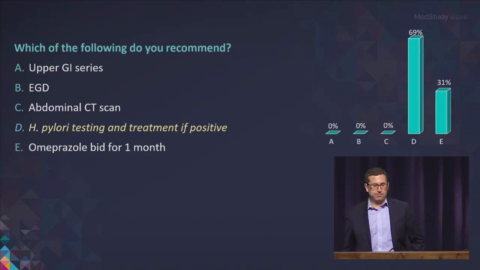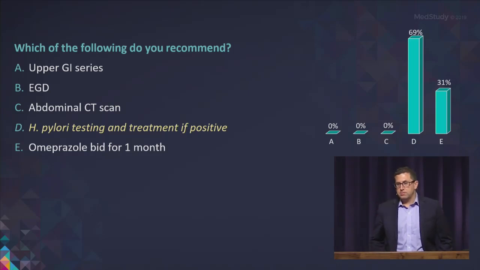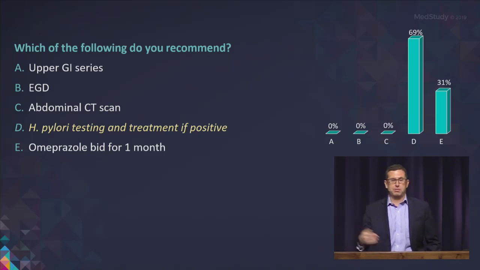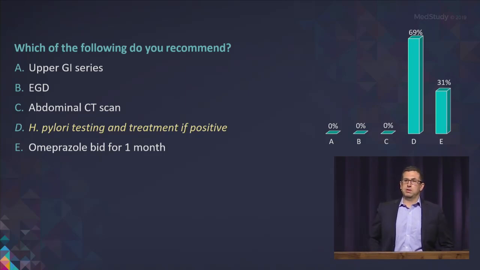Great. So the best answer is H. pylori testing and treatment if positive. Those are based on the ACG guidelines. So this person has dyspepsia, right? There's no dysphagia, there's no pain radiating to the back that would be freaking you out in your clinic. The first step really is to check for H. pylori and treat if positive. Afterwards, if that doesn't work, you could try a PPI. I could see why some people might say PPI, but according to the guidelines, it would be H. pylori test and treat first.